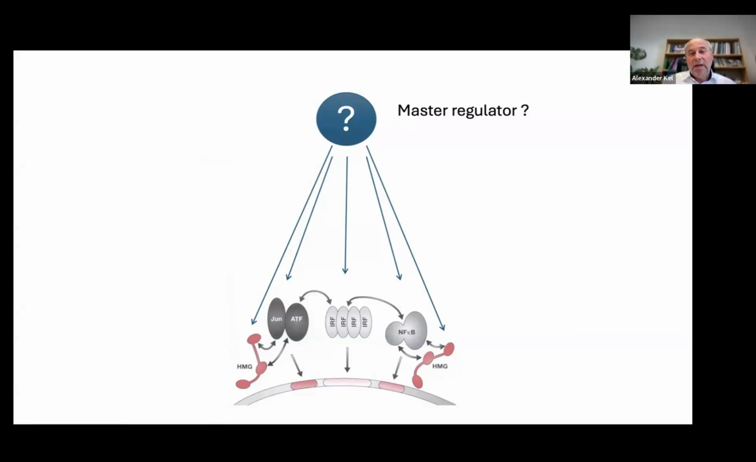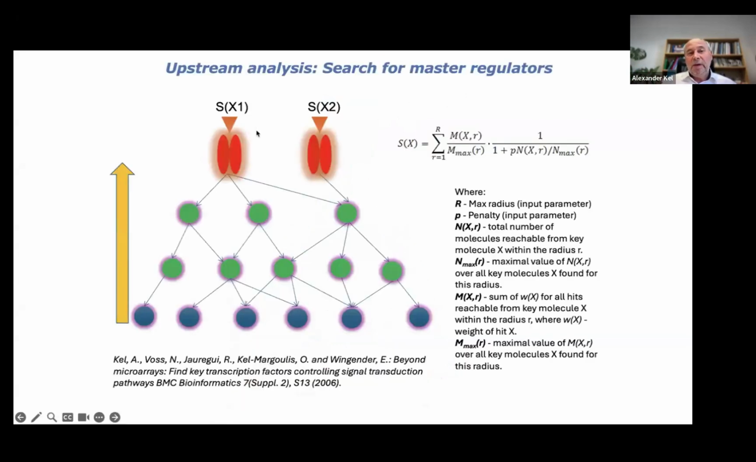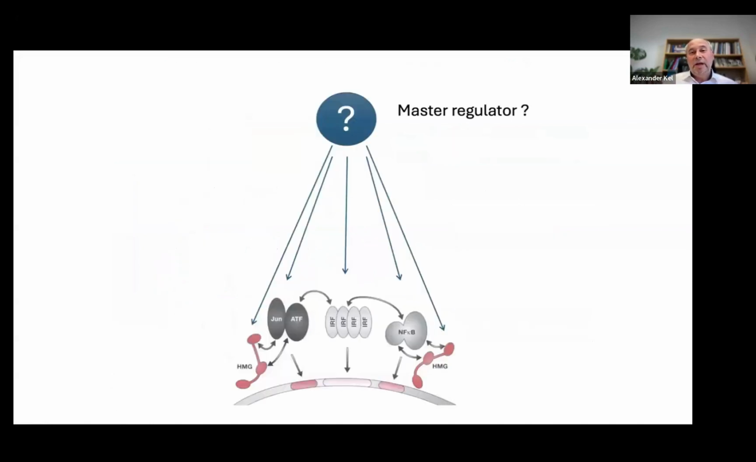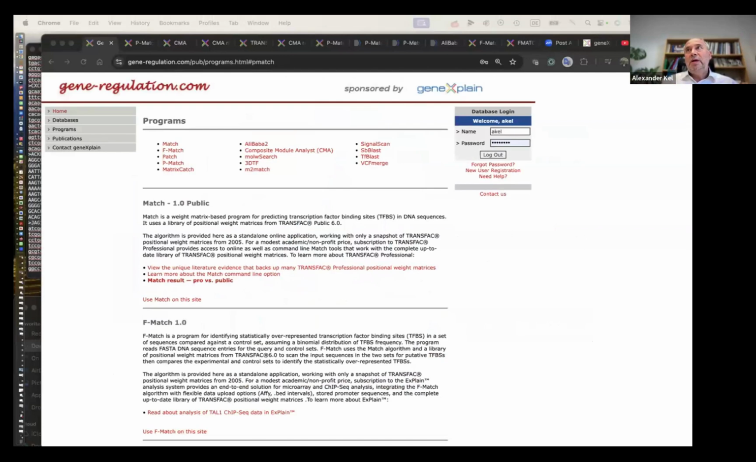Why do you need to ask that? Because once you find those master regulators, you may use them as drug targets, as biomarkers, as some central points of the mechanism of how your genes are actually regulated. What is the most important mechanism of regulating my genes? And that can be done using another free tool, which is called the GeneXplain platform.